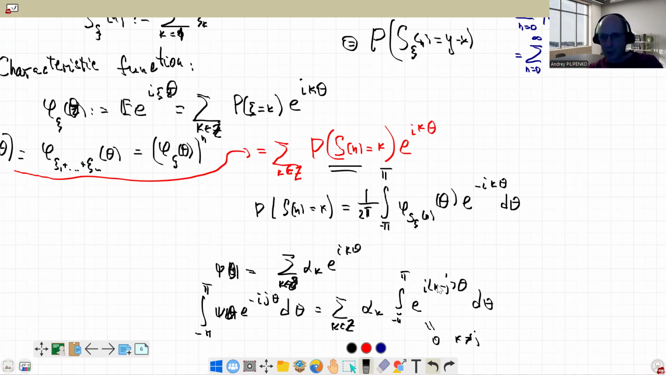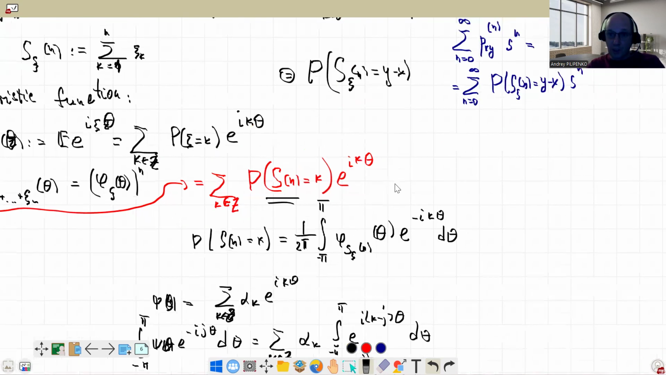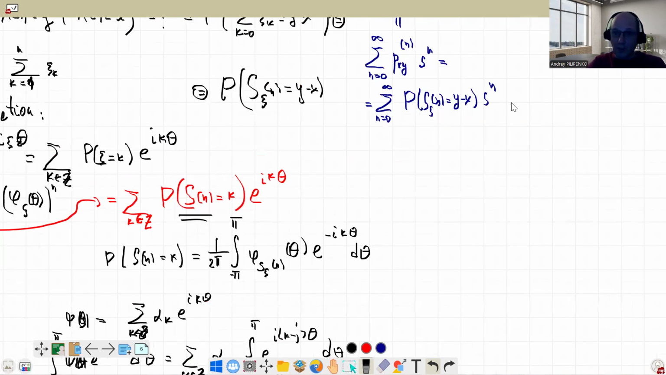So it's easy to calculate. In this sum, only one term may be non-zero, the term when k is equal to j. And if k is equal to j, then the exponent is 0, e to the power 0 is 1, and this integral is 1, so we have 2 pi. And now we continue our calculations.